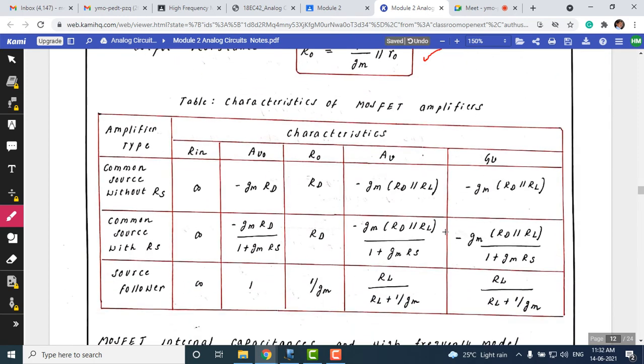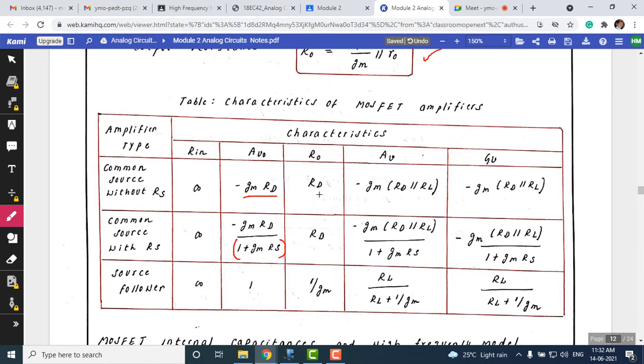Now finally we have a summary of all the amplifiers, common source amplifier without RS. You can see in all the cases input resistance is infinity. Open circuit voltage gain AV naught, which you can see here for common source without RS, is just minus Gm times RD, and for with RS you can see there is a factor in the denominator, 1 plus Gm into RS. So open circuit voltage gain is reduced by the factor of 1 plus Gm times RS, whereas for the source follower or common drain amplifier, the AV naught is equal to unity.